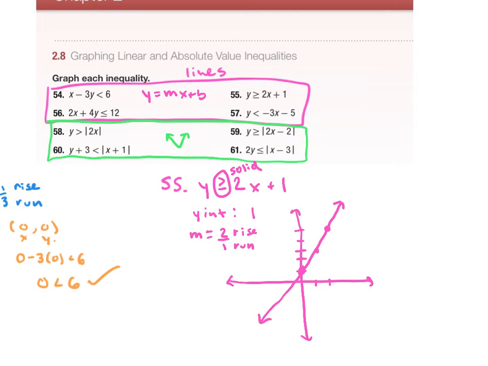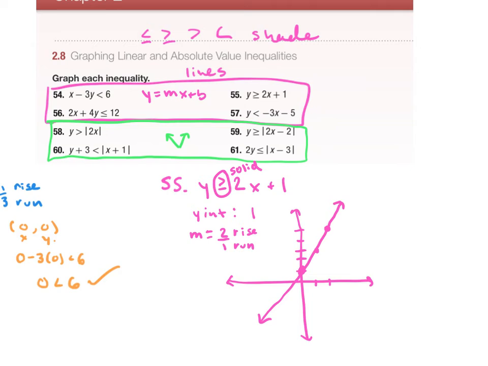Okay, we're not done yet. For all of these inequalities, we have to shade. So anytime you're graphing with less than or equal to, greater than or equal to, greater than or less than, that means we need to shade. So half the problem here is shading. How do we pick which side we're going to shade on?